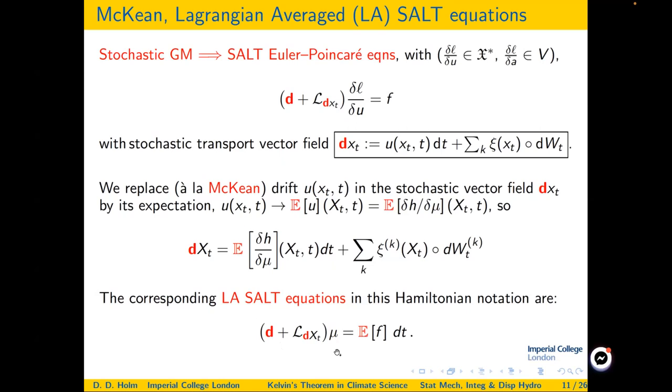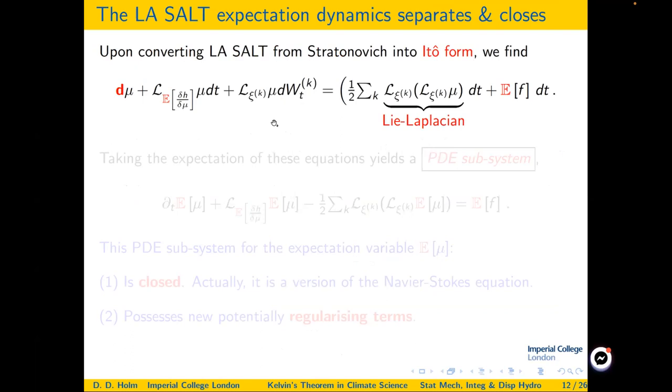Okay, so the LA SALT equations have the property that in Ito form, so now you transform from Stratonovich into Ito form, there's a correction here, which is a double Lie derivative acting on this mu, this momentum per density, which is the variation of the Lagrangian in Hamilton's principle. The deterministic part is the usual equation, but now it has a McKean process in the transport velocity, and it has an Ito type of noise.